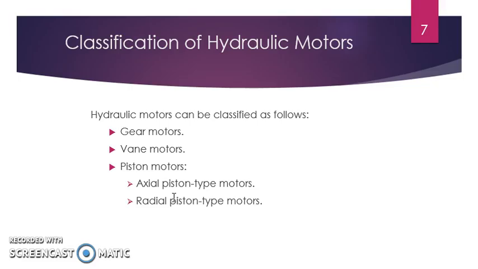Classification of hydraulic motors. Hydraulic motors can be classified as follows. Depending upon the mechanism employed to provide shaft rotation, hydraulic motors can be classified as follows: first is the gear motor, second is the vane motor, third is the piston motor. Piston motors are further classified into two types: axial piston type motors and radial piston type motors.